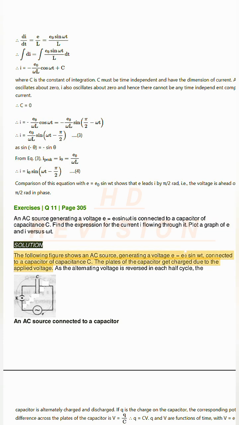Solution. The following figure shows an AC source, generating a voltage E equals E0 sin omega t, connected to a capacitor of capacitance C. The plates of the capacitor get charged due to the applied voltage. As the alternating voltage is reversed in each half cycle, an AC source connected to a capacitor.